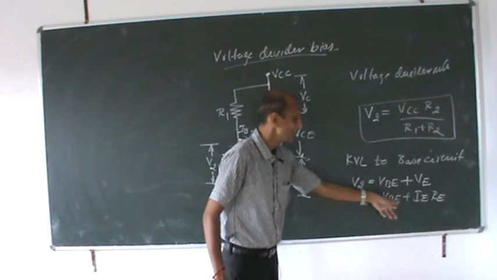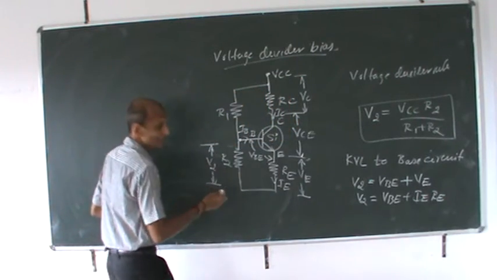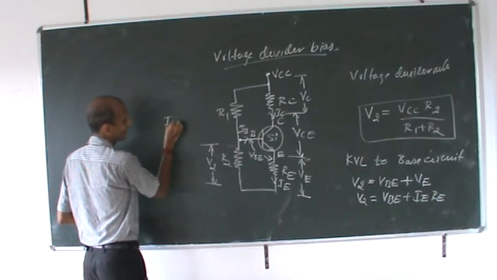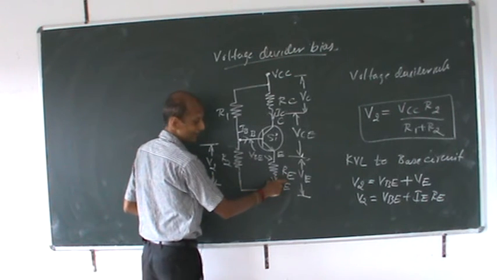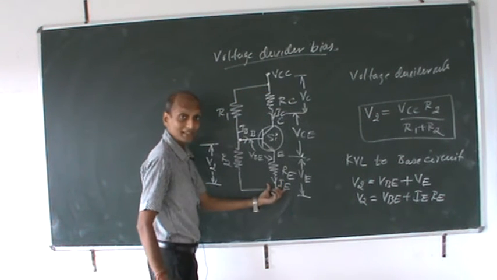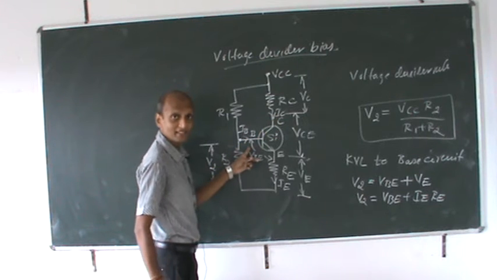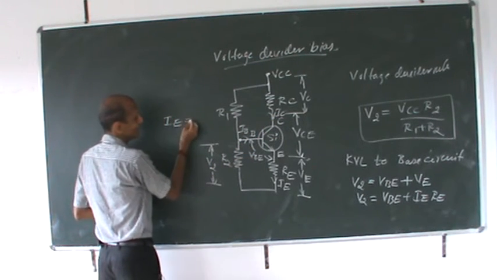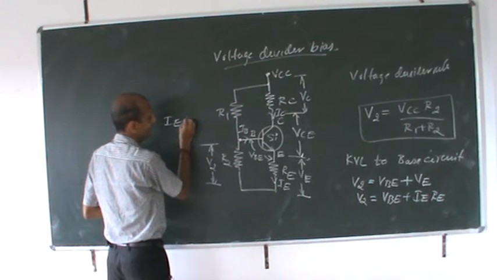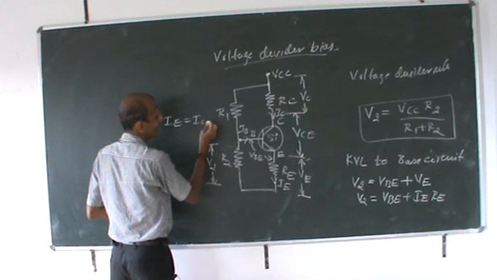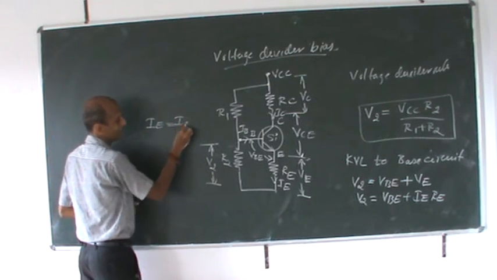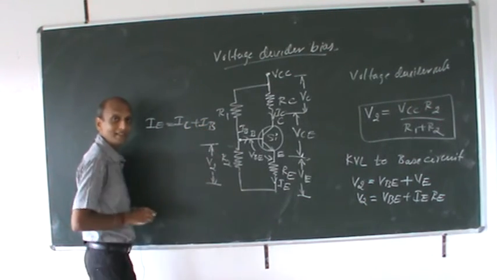By this, what we know about our currents is that the total current IE, the emitter current, the current flowing through your transistor, is equal to IC plus IB, isn't it or not? IE can be written as IC plus IB.